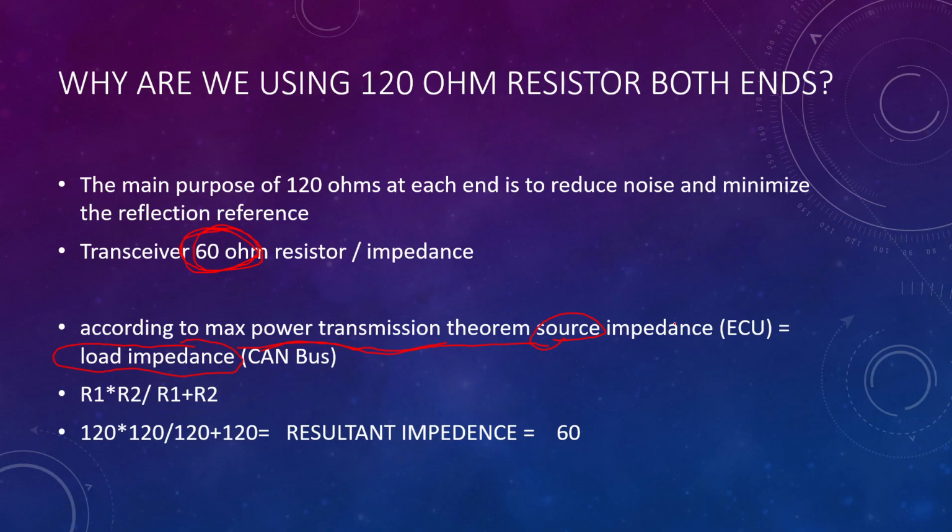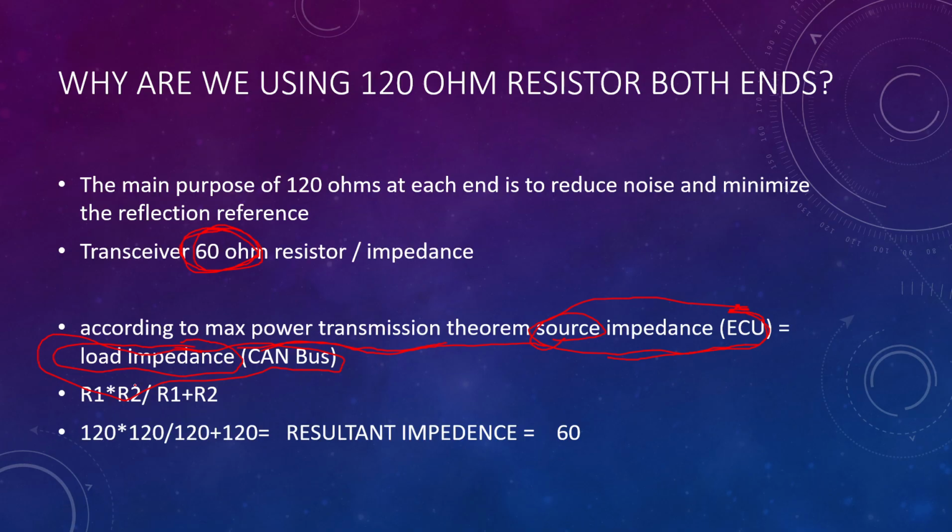So source impedance is nothing but the ECU, whatever data the ECU is sending. And the load impedance is nothing but the CANBus, because CAN is only taking the message from one node to another node, right? So this is the load impedance.